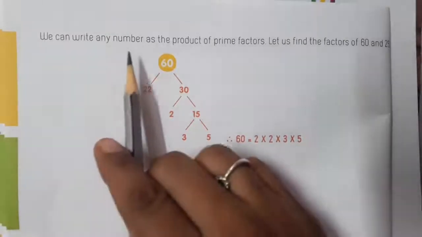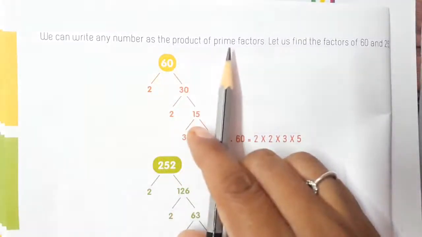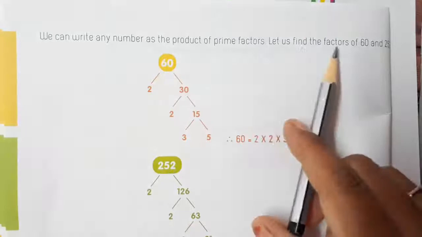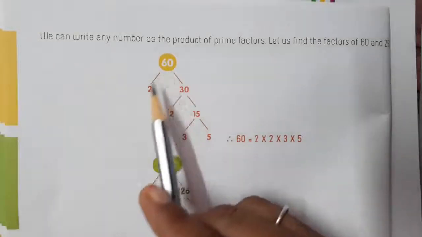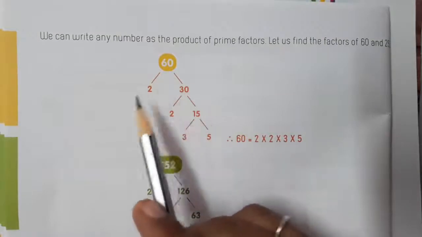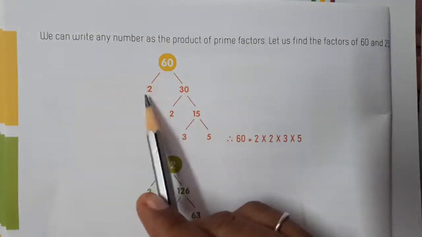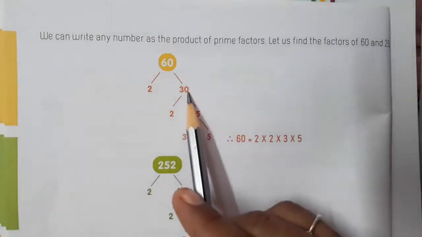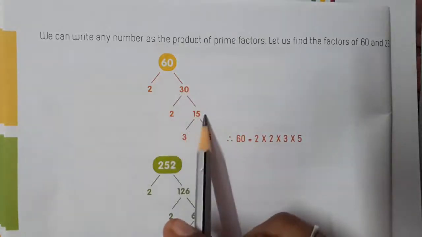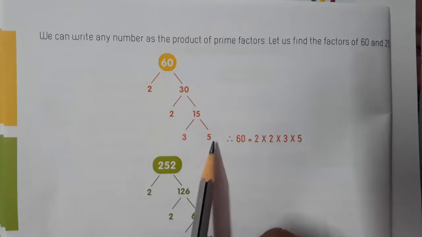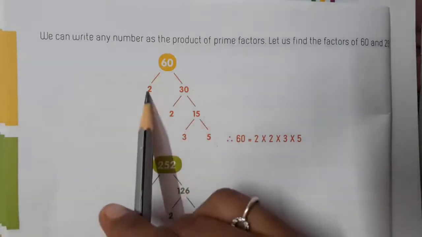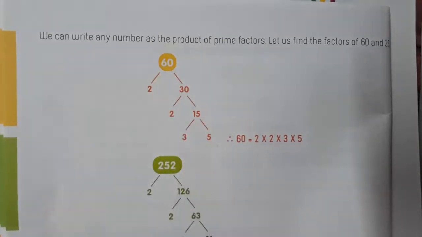We can write any number as the product of prime factors. Let us find the factors of 60 and 252. See 60: 2 thirties are 60. 2 is a prime number, so stop here. 30, write 30 as 2 fifteens. Again 15: 3 fives. So here 60's prime factors are 2, 2, 3 and 5.